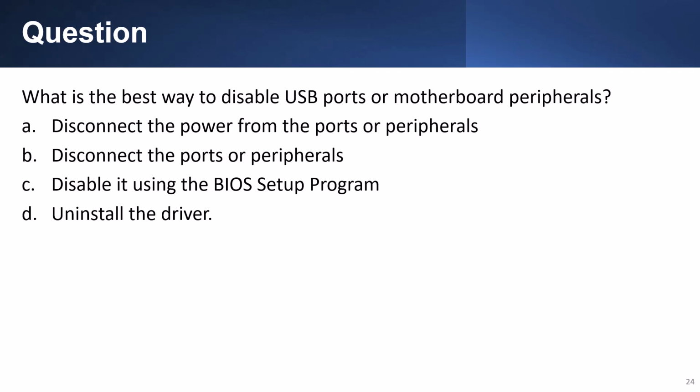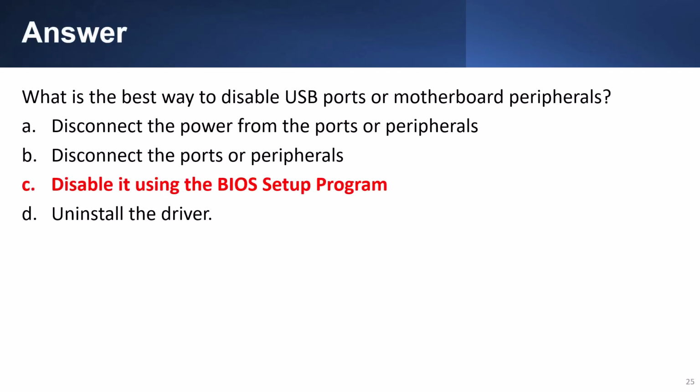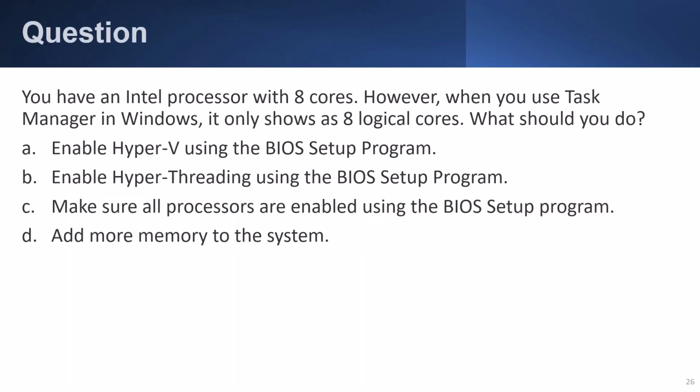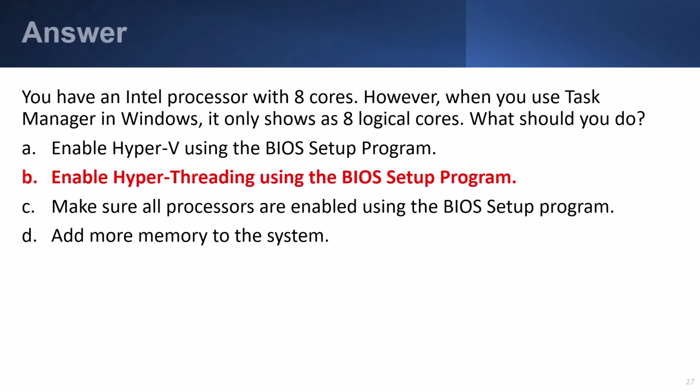Question: what is the best way to disable USB ports or motherboard peripherals? Answer: disable it using the BIOS setup program. Question: you have an Intel processor with 8 cores. However, when you use Task Manager in Windows, it only shows 8 logical cores. What should you do?